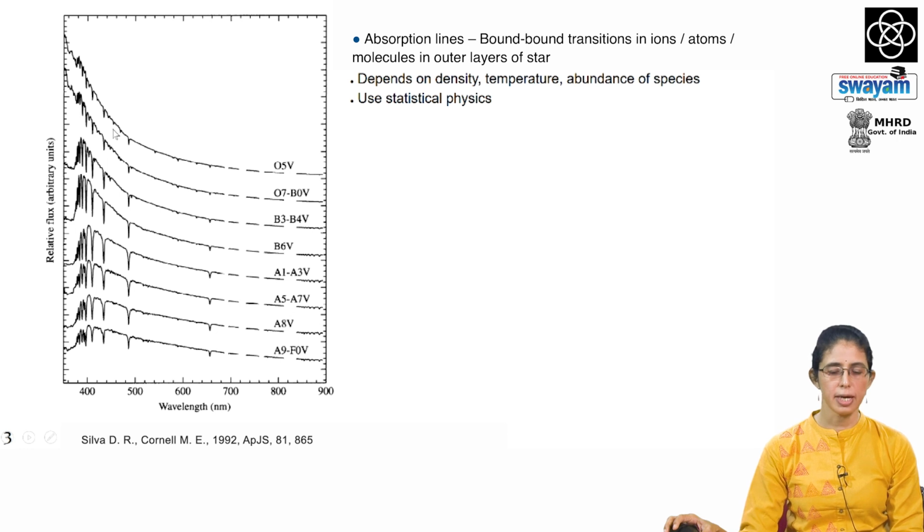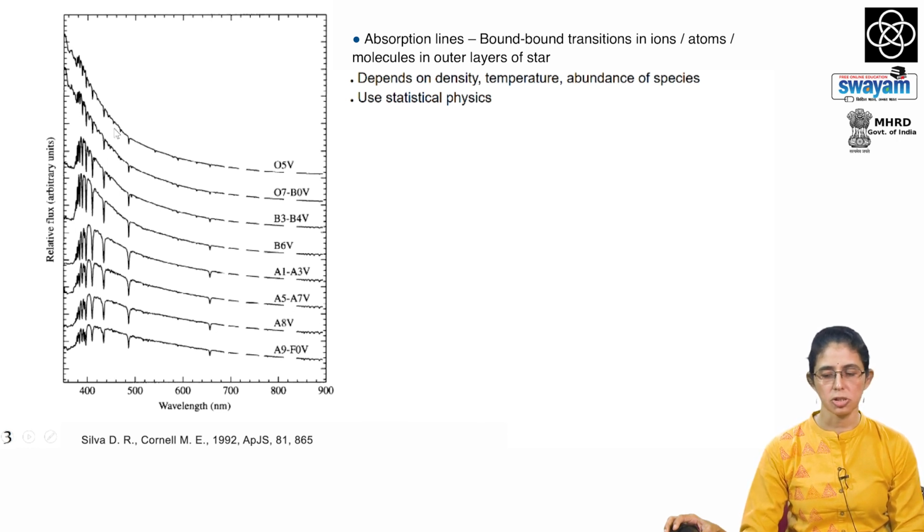So, the absorption lines are due to bound transitions in ions, atoms, and molecules in the outer layers of the stars. This is because of the temperature gradient within the stars. The radiation from the hotter layers, as it passes through the cooler outer layers, can get absorbed due to these transitions. The absorption lines depend on the density, the temperature, and the abundance of the species, and one uses statistical physics in order to understand the strength of the lines.